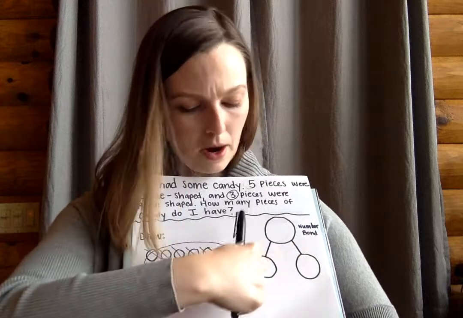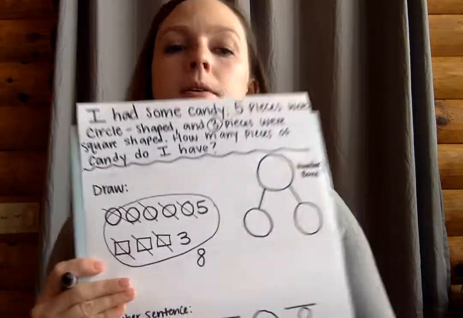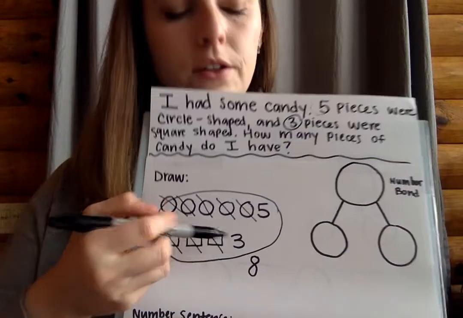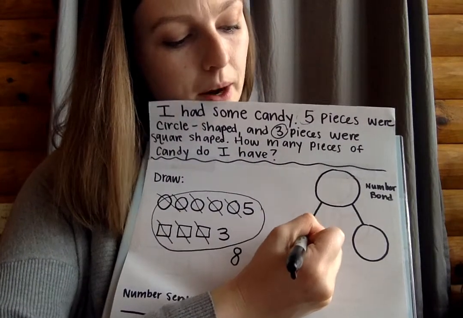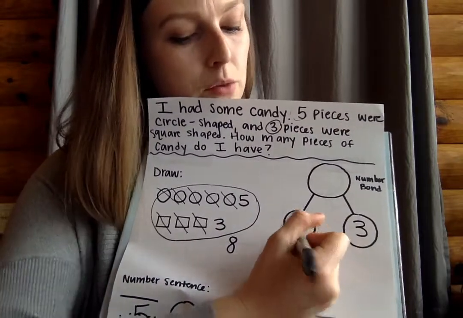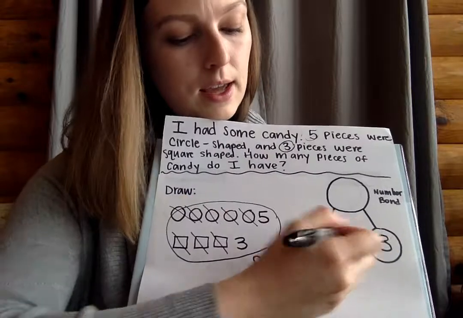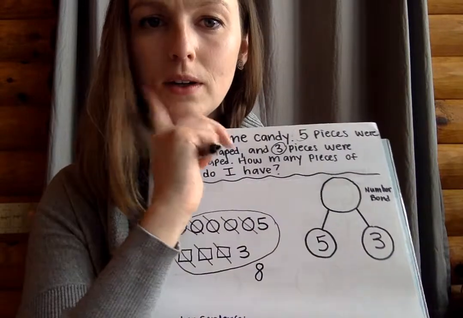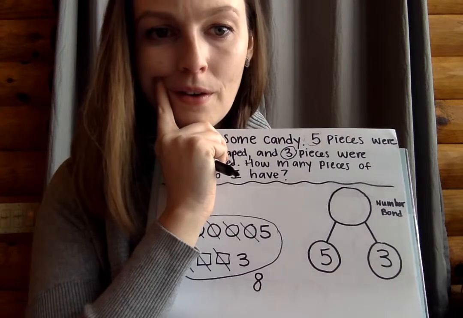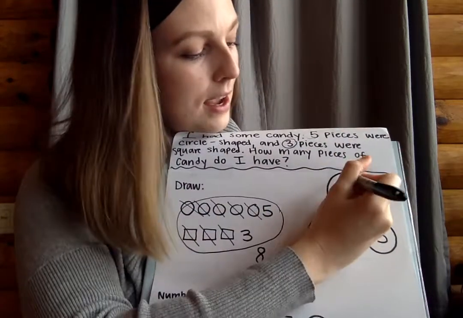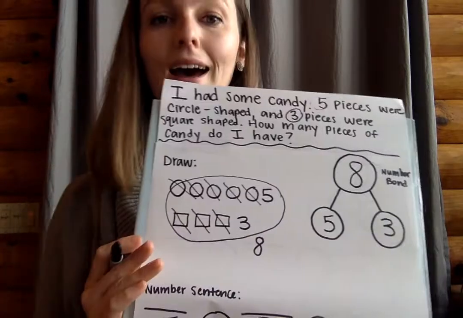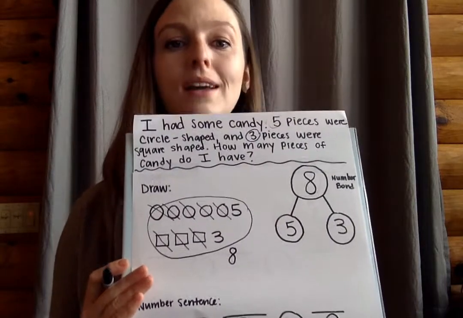So in my two parts, I have to put my two groups. Our two groups were 5 and 3. So I'm going to write those in my parts. Go ahead and try to write a number bond, just like Miss Logan did. We have our two parts. We have a group of 5 and we have a group of 3. I wonder what goes in the whole. What do you think goes in the whole? 8. 8 goes in the whole because that is how many pieces of candy I had all together.